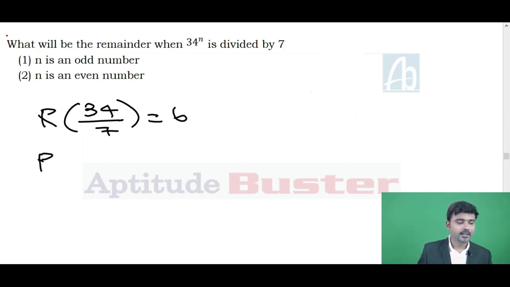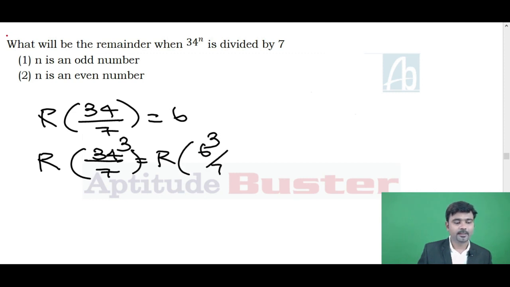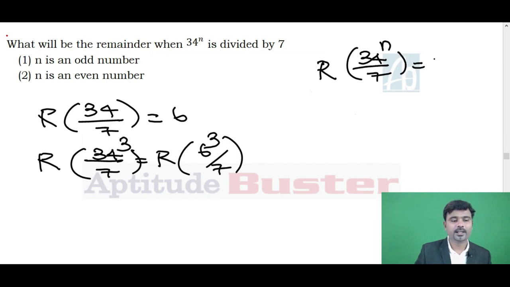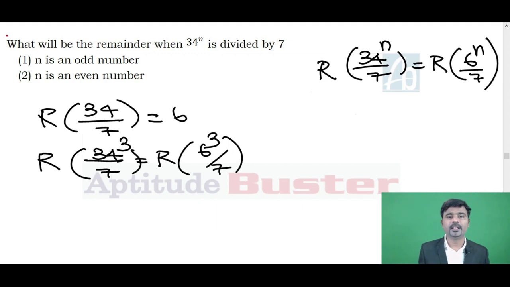If I take 34 power 3 divided by 7, it is equal to the remainder of 6 power 3 divided by 7. The reason is, 34 power n divided by 7 and the remainder of 6 power n divided by 7, both are the same. The reason is, the initial remainder when 34 is divided by 7 is 6.